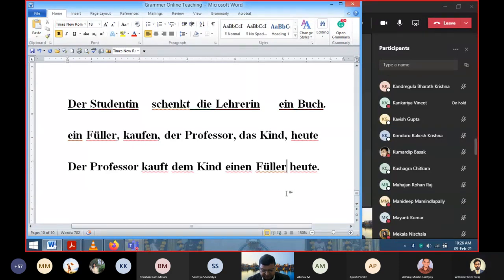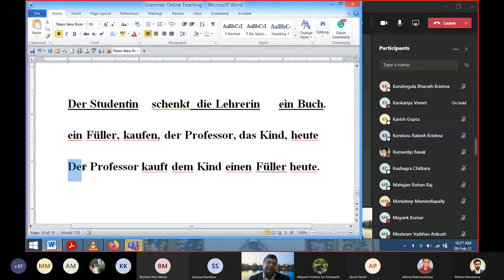Sir, can heute also come anywhere in the sentence or at the end only? You're right. Heute you can put in the beginning of the sentence also, but the condition is that the verb, this kauft, this is the verb form, must be at the second place. So you can rewrite the sentence: heute, then the verb will come, kauft, then the rest. So heute kauft der Professor dem Kind einen Füller. This is also possible. But the rule is that verb must occupy the second position.